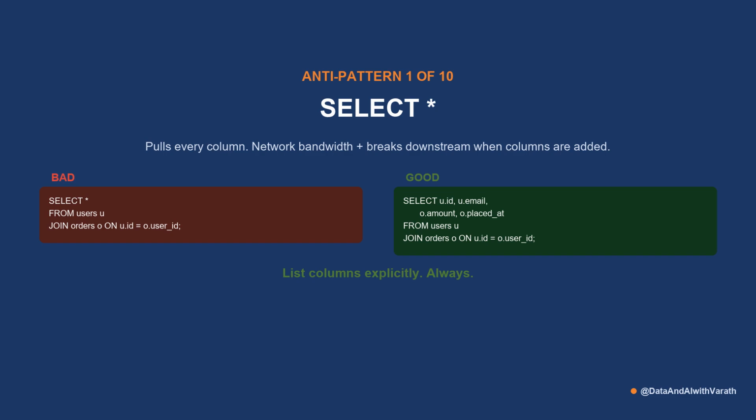Anti-pattern 1. Select star. 2 problems. 1. You pull every column over the network, slow. 2. When a new column is added upstream, your downstream code breaks because it now sees a field it didn't expect. Always list columns explicitly.